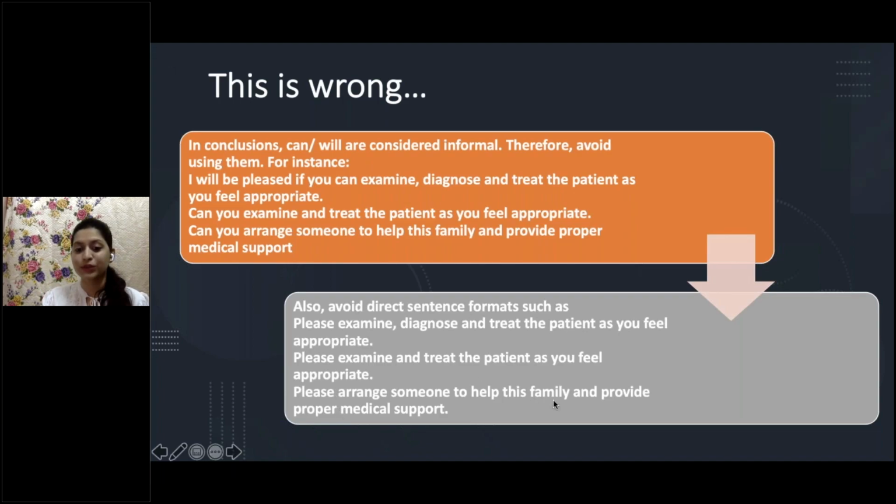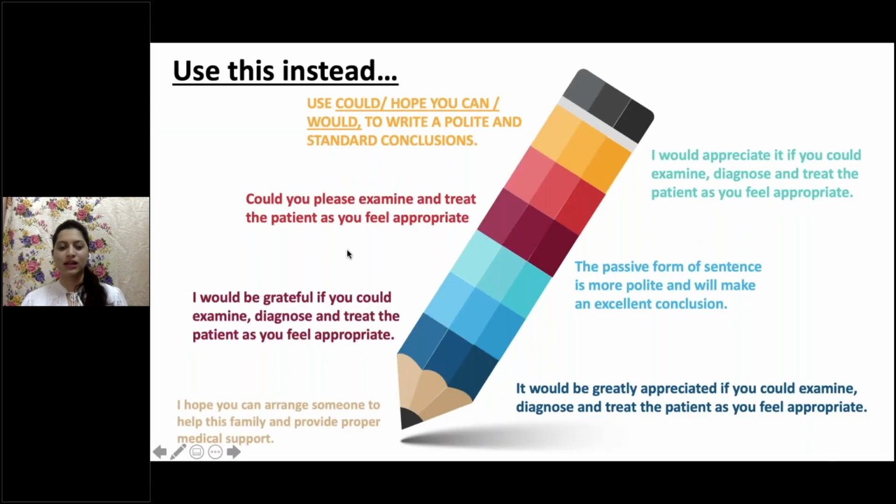So, "Please arrange someone to help this family and provide proper medical support." So what you should be using are these. Please use could, or hope you can, and would to write a polite and standard conclusion. You're always asking them for help. You're not telling them to do it. You're not giving out a command. You're actually asking them for help.